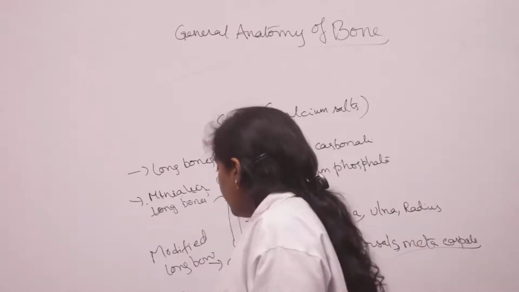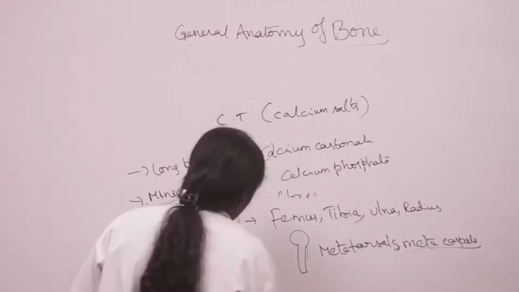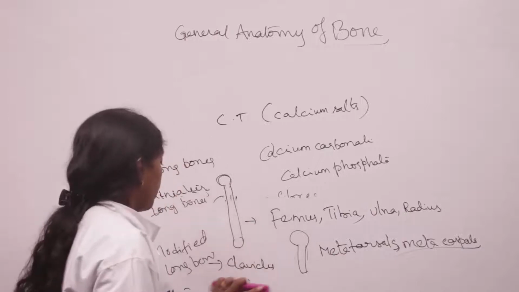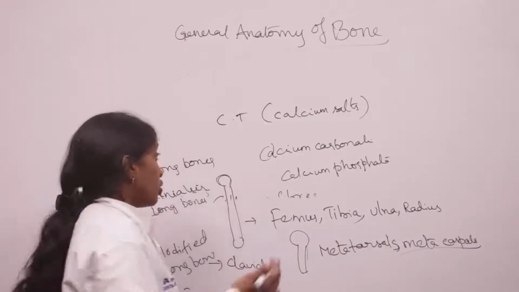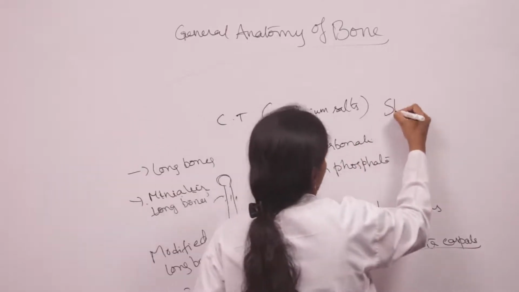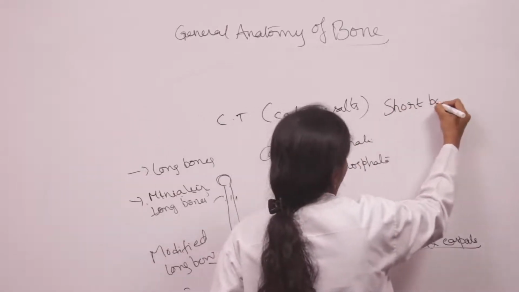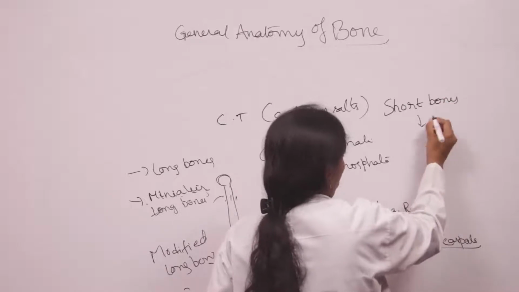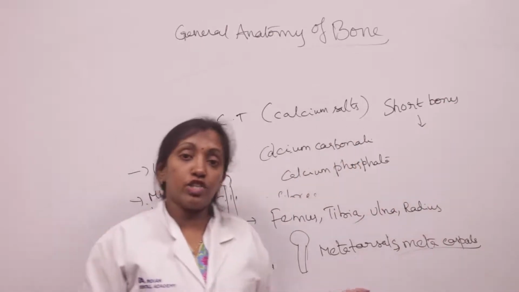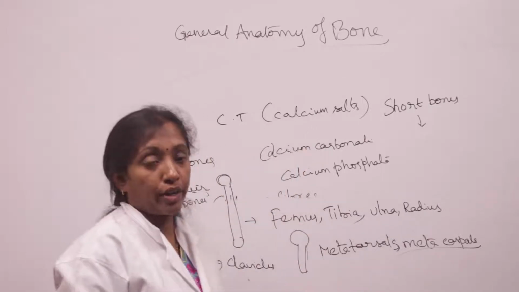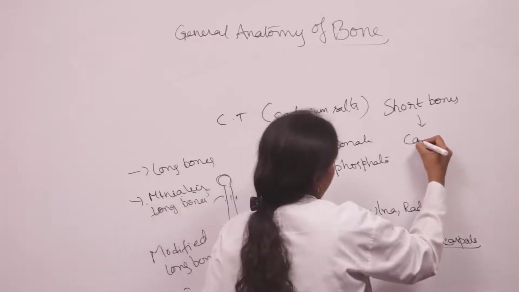And coming to the short bones, which are of many shapes. They are trapezoid, cuneiform and cuboidal in shape. Examples are the carpals and tarsals.